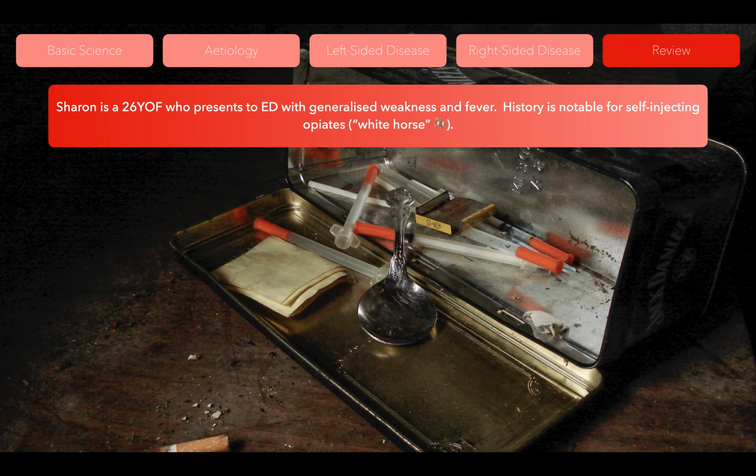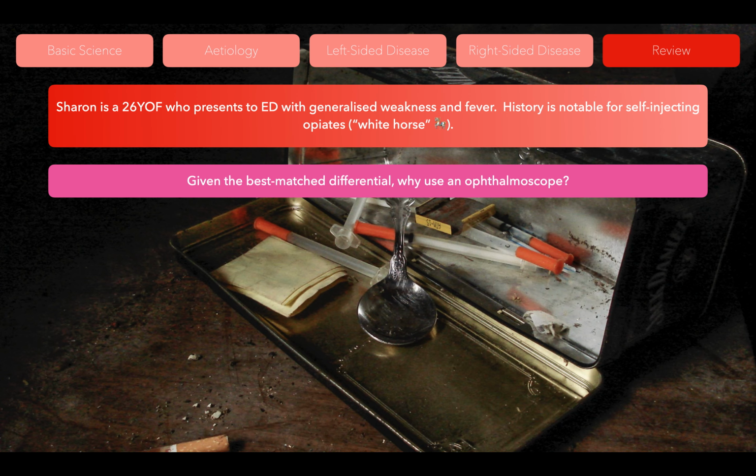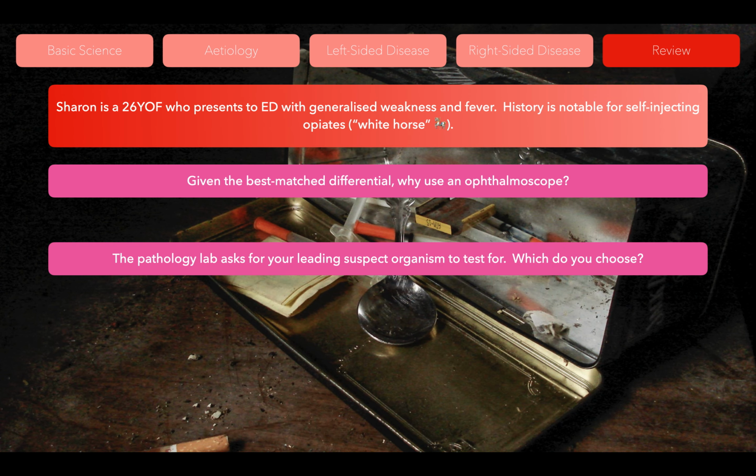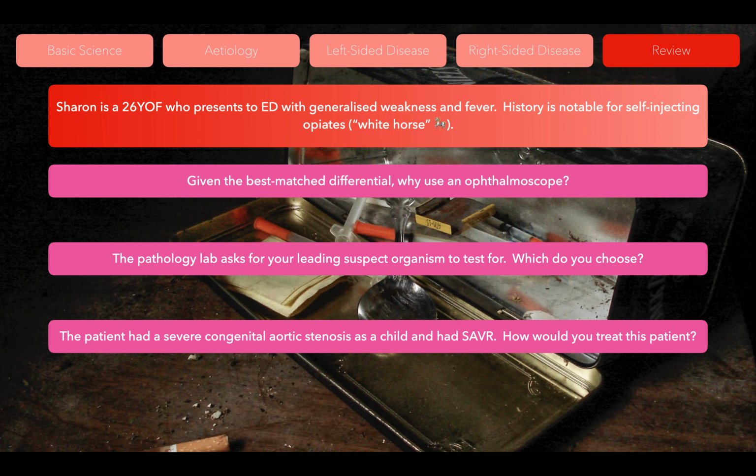And the fourth case is Sharon, who's 26. She presents to ED with generalized weakness and fever. History is notable for self-injecting opiates. She calls them a white horse. So given the best match differential, why use an ophthalmoscope? The pathology lab asks for your leading suspect organism to test for. Which do you choose? And the patient had a severe congenital aortic stenosis as a child and had SAVR. How would you treat this patient? And that's all I've got.